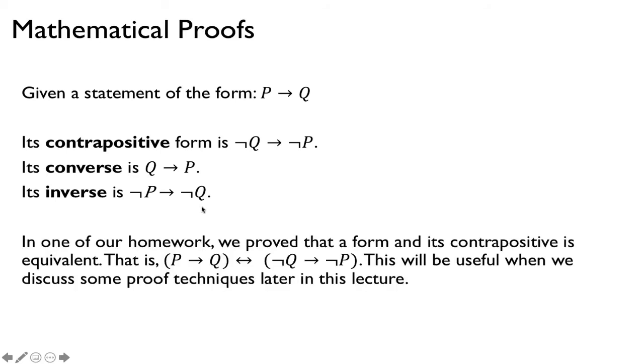It turns out in one of our homeworks we proved that a statement and its contrapositive are equivalent. In other words, they have the same truth table. So for example, P implies Q is equivalent to not Q implies not P. So if one is true, then the other is true, and if one is false, the other is false. This will be useful, as we'll see later, when we talk about some mathematical proofs.